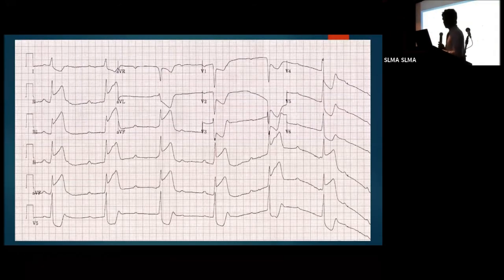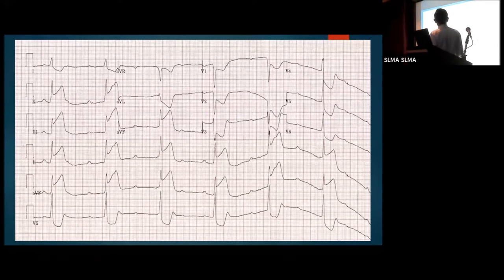So we quickly went ahead with the ECG, and this is the ECG. I thought of doing this as an interactive session. Someone can give me the complete diagnosis.